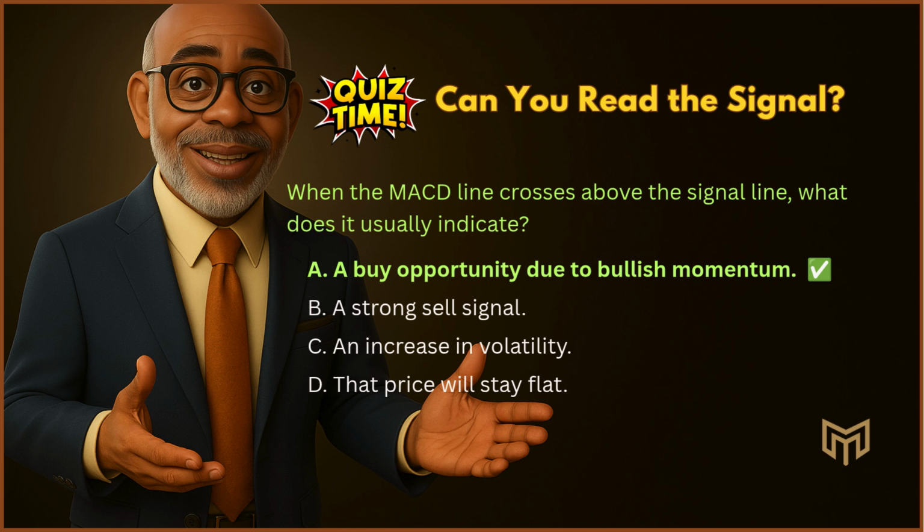C, an increase in volatility. Volatility isn't what the crossover is measuring. The MACD is about momentum and trend direction, not how wild the price swings are. And D, that price will stay flat. The crossover is a signal of movement, not stillness. Flat price action would actually show very little separation between the lines. If you got A, you're thinking like a trader. Now you know.